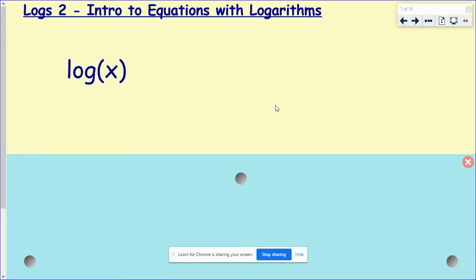Okay, hi, welcome to Logarithms Part 2. This time we're going to be looking at equations and trying to manipulate algebra that has logarithms within it.